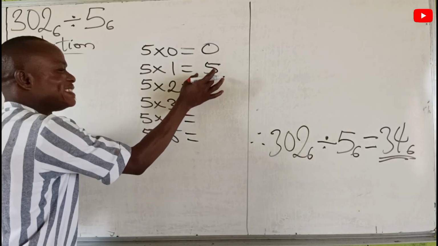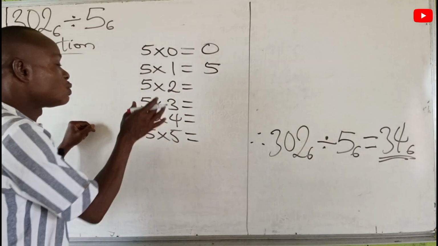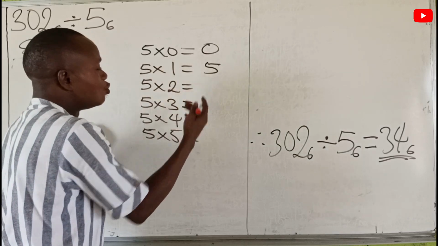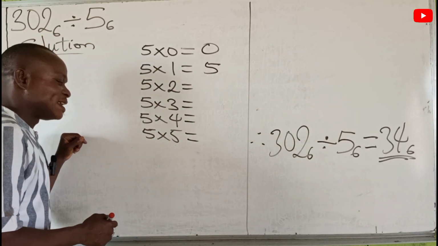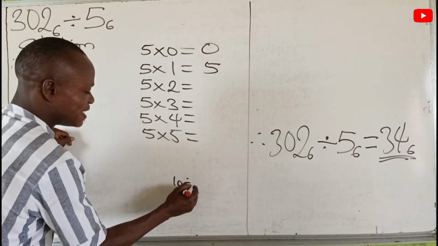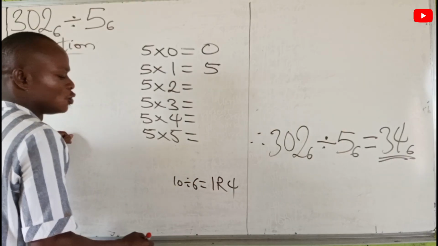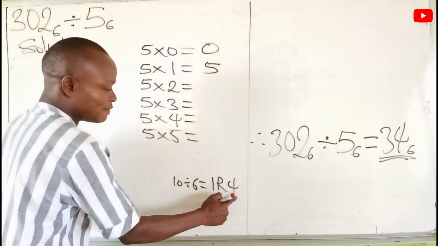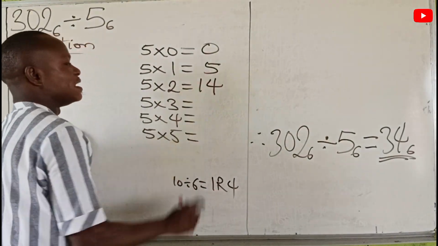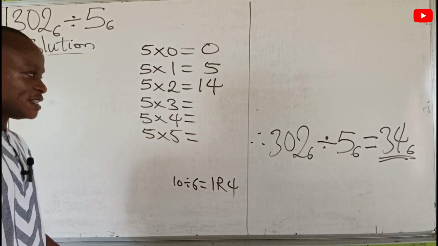But we cannot write down 10 in base 6. So what should we do? Since we cannot write 10 in base 6, we use the 6, which is the base, to divide the 10. And 10 divided by 6 will give us 1 remainder 4. So in base 6, you are going to have 1 and 4 like this. That means 5 times 2 in base 6 is 14, not 10.